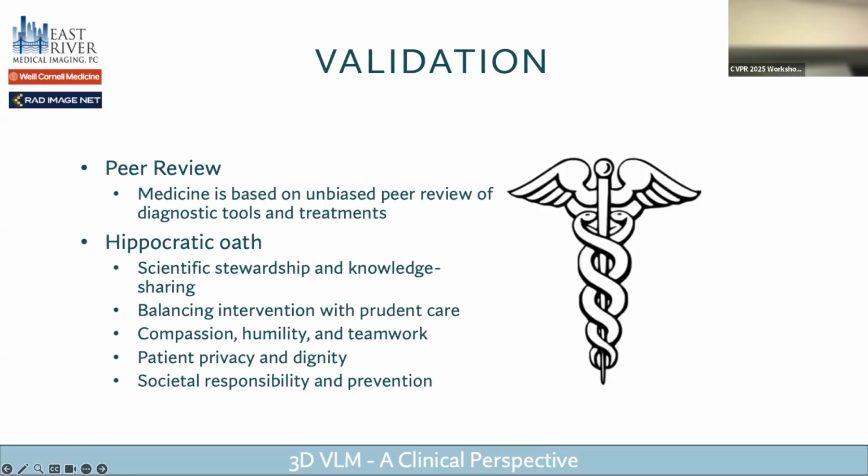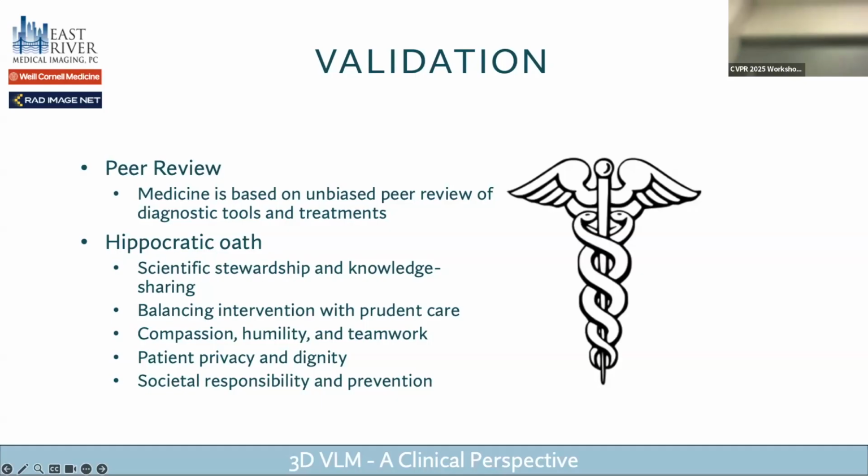Validation. So medicine is a little unlike other fields. Doctors are cautious for good reason, right? The last thing we want to do is give you a drug that's not going to work or create harm, which is why when we go to medical school, we all recite the Hippocratic Oath or a modern version of the Hippocratic Oath. So it's important when you are developing an AI model in medicine that you go through an independent peer review process. Right?